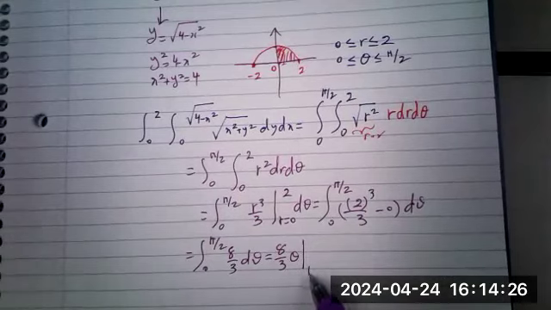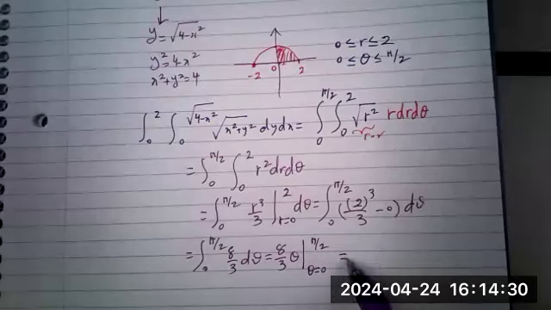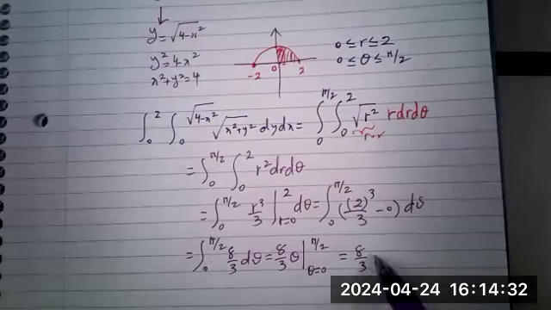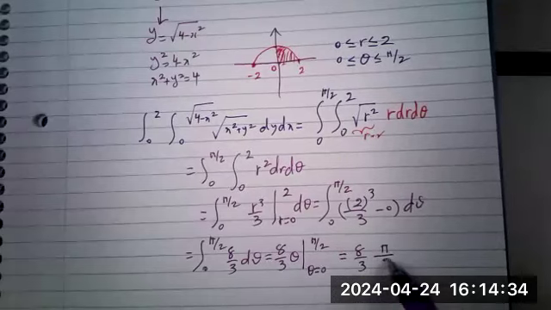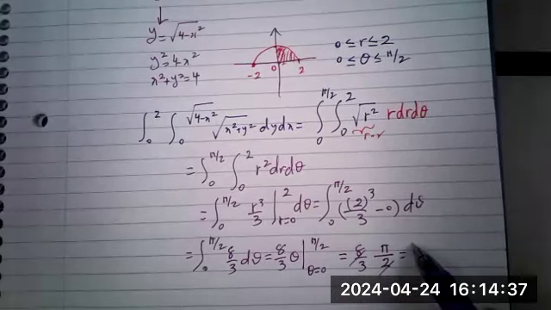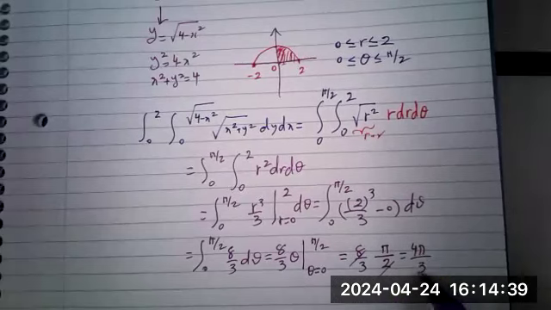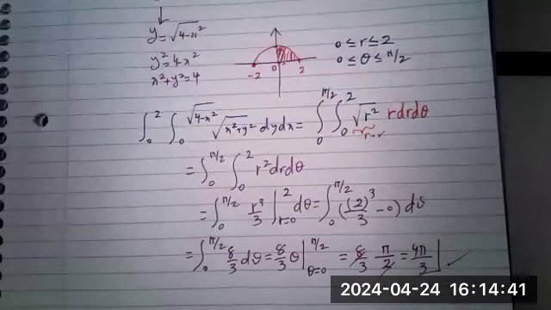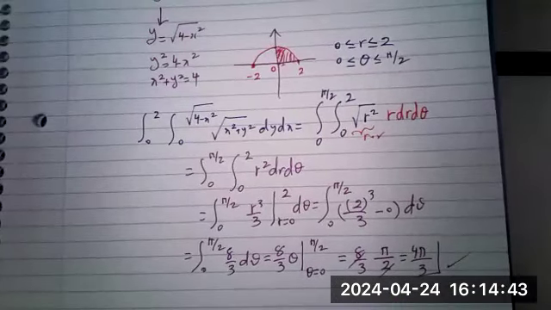Theta is going to be between 0 and pi/2. We just substitute the pi/2. So 8/3 times pi/2. You simplify it, 4 pi over 3 is the final answer. Okay, so it's not bad. It can be done nicely.